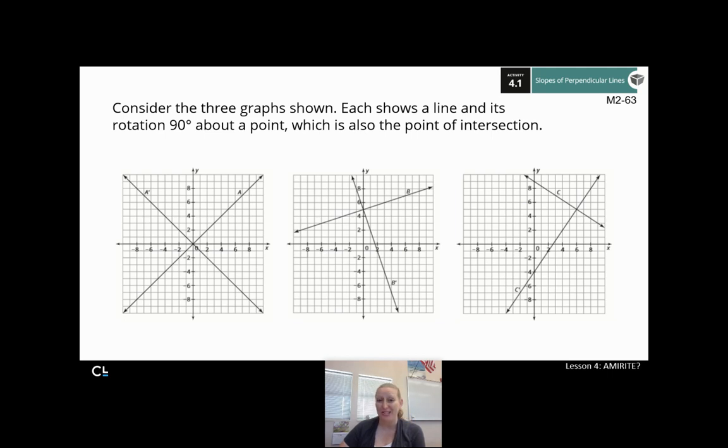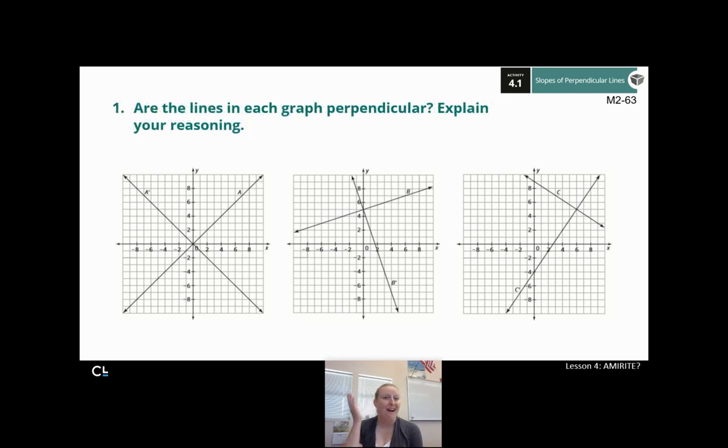I would like for you to answer for me real quick. Question number 1, are the lines in each graph perpendicular? And explain your reasoning. Hit pause, jot down your thoughts, and hit play when you're ready to check your work.